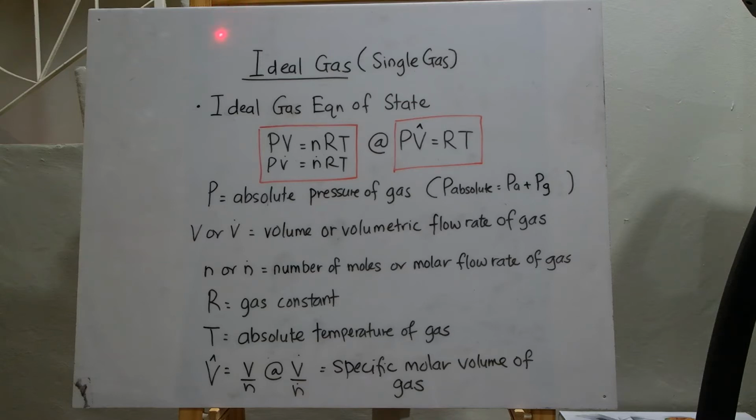Welcome to part 2. In this part, we will look into ideal gas for a single gas, where we can use the ideal gas equation to find unknown information such as absolute pressure, absolute temperature, volume, or number of moles for an ideal gas system. Under ideal gas, we have the equation PV equals nRT, and the name of this equation is the ideal gas equation of state.